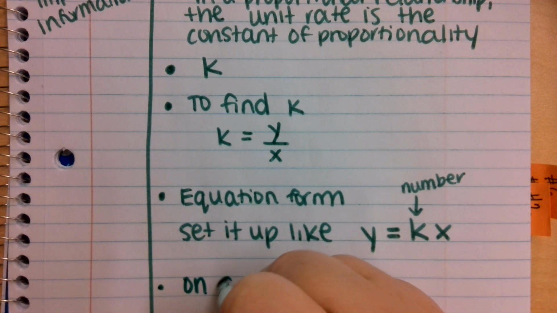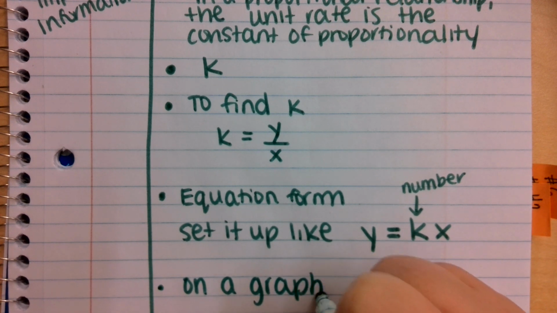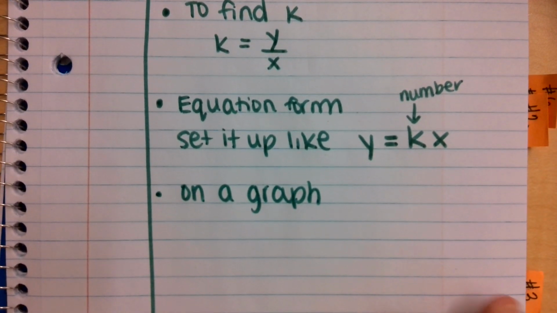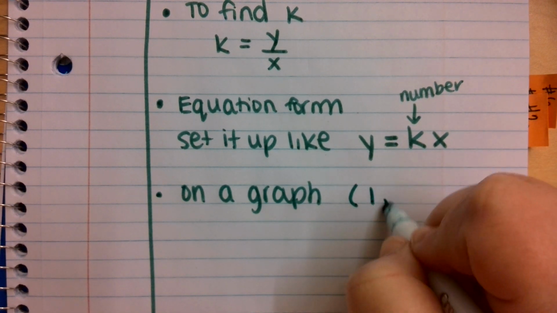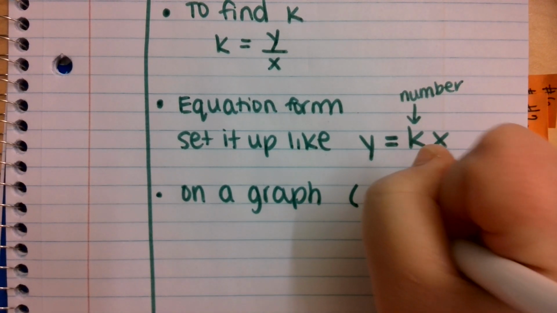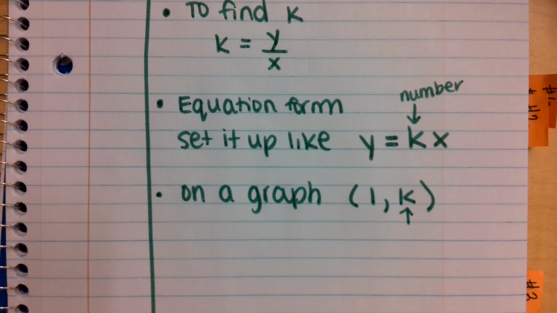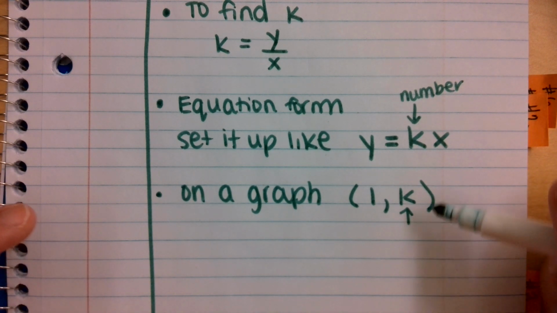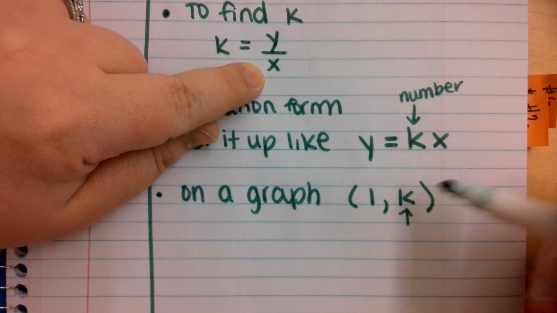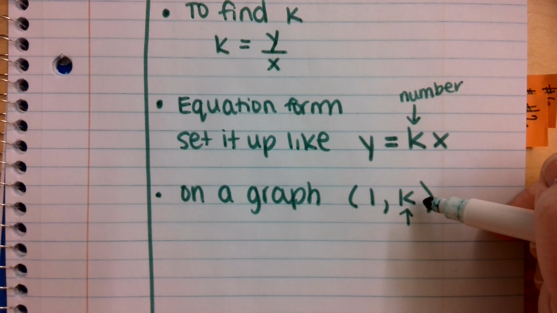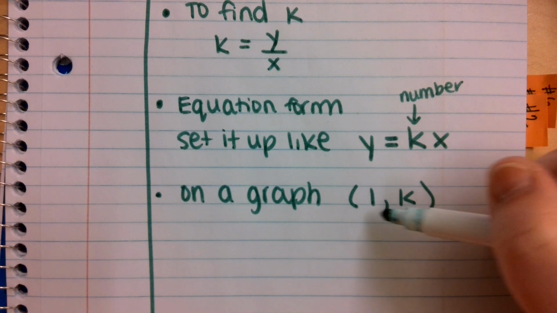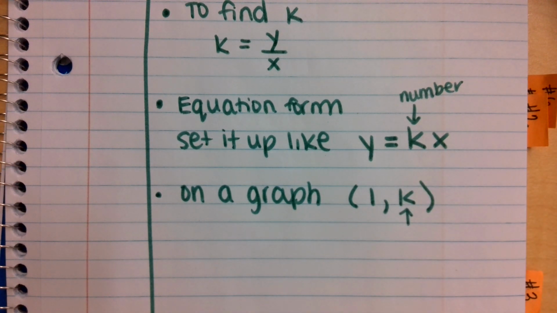On a graph, one comma K. K will be the constant of proportionality. So whatever Y value goes with the 1, the Y value will be the constant of proportionality. Because Y divided by X, any number divided by 1 is the same number. So we could use that point to help us find the constant of proportionality.